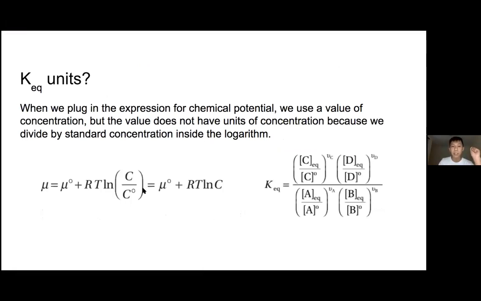The reason for this is that when we use the expression for chemical potential, the concentration we use inside the natural logarithm has the value of concentration but no units, because we divide by the standard concentration of 1 molar. If we divide a concentration by a concentration, that gets rid of the units, but the standard concentration is just 1, so we maintain the same value. So when we plug those values into the equilibrium constant, the units cancel out. Regardless of your exponents, your equilibrium constant will be unitless. Does anyone have any questions?